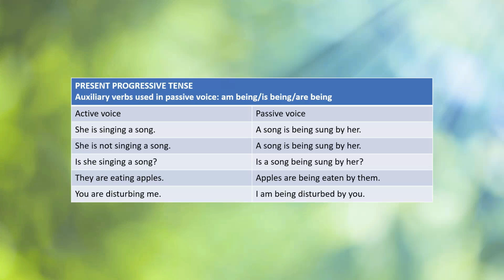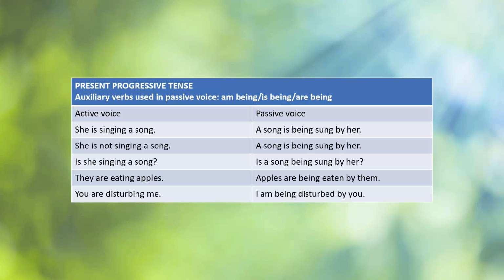Present progressive tense. This is also called present continuous tense. The auxiliary verbs used in passive voice are am being, is being, or are being. Am, is, are are already there in the tense, and in passive voice we use an extra word, that is being. So now let's see the example. She is singing a song.